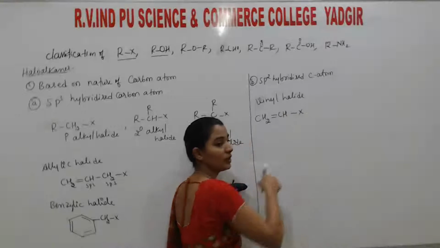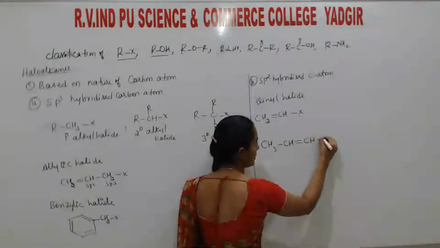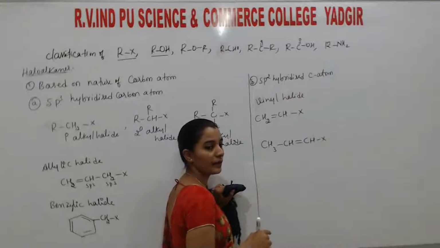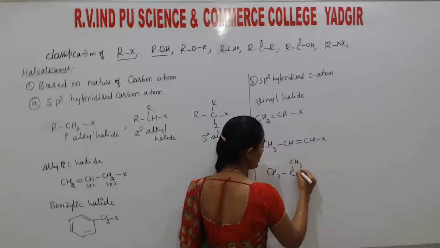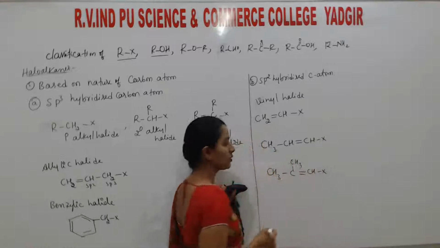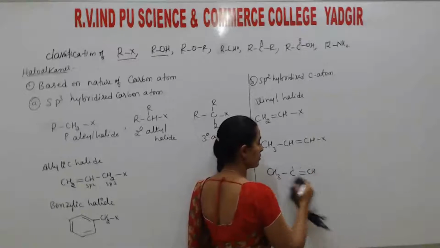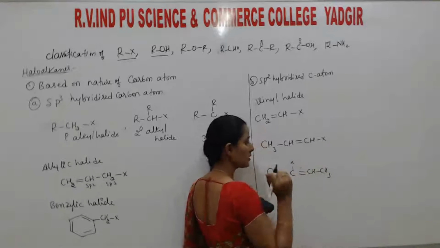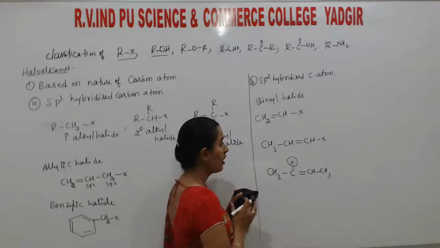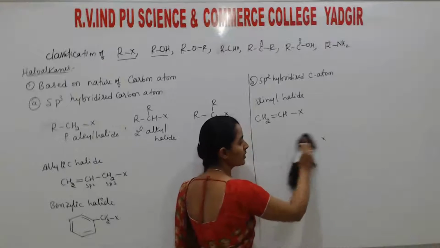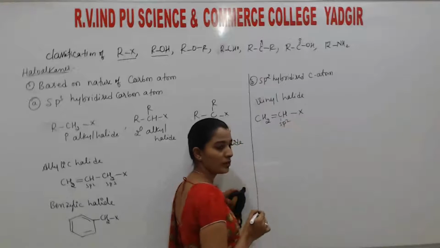I am not telling this is the only vinyl halide. Listen here, CH3 CH double bond CHX. This is also vinyl halide. Okay, next CH3 double bond CHX. This is also vinyl halide. That means in the place of this you can take here CH3, here X. This is also vinyl halide because the halogen is attached to the sp2 hybridized carbon atom, but the name of the compound is different, classification is different. So simple classification I am giving: if the halogen is attached to sp2 hybridized carbon.